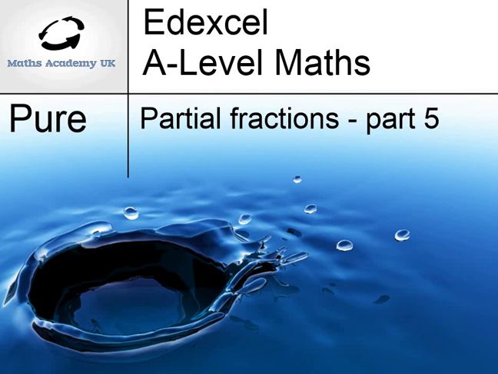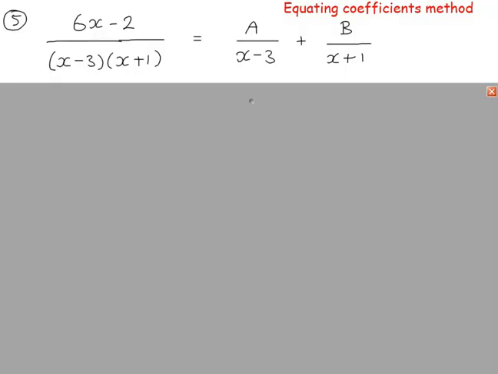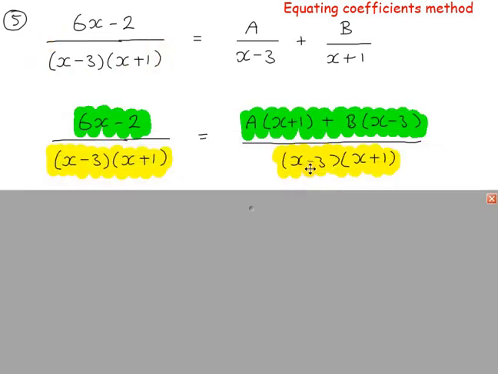Partial fractions part 5, the equating coefficients method. Example 5. So again, a fully factorized denominator, using these factors to write our partial fractions, and then we want the same common denominator, x minus 3 into x plus 1, like this.